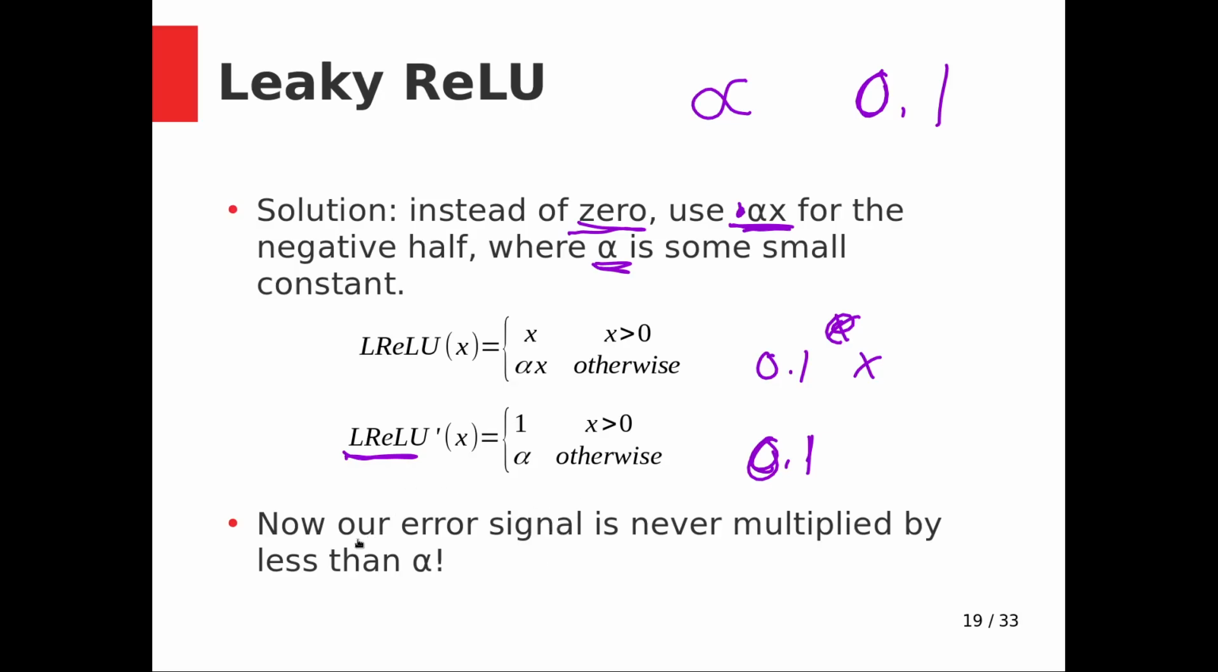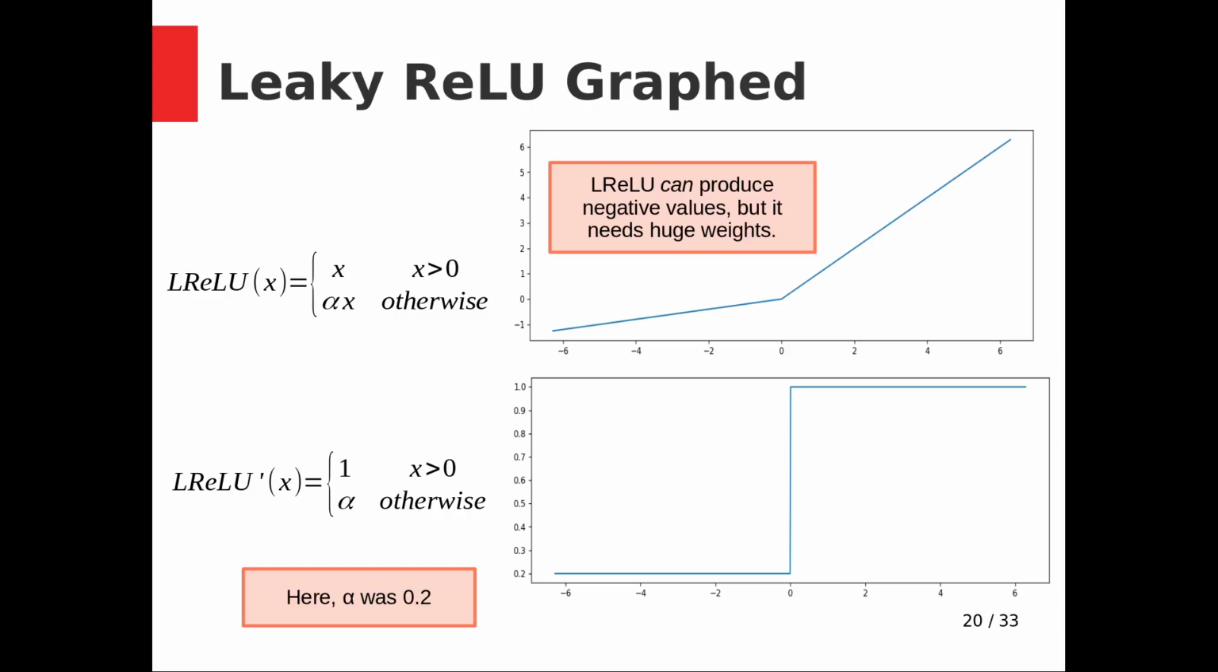Now our error signal is never multiplied by less than alpha, right? If our problem is that derivative going to 0, LReLU prime is either 1 or alpha, right? So again, this never goes completely to 0. So now our gradient doesn't vanish. So now we should get error signal even when we have negative activation, right? So if we graph it, it just looks like this.